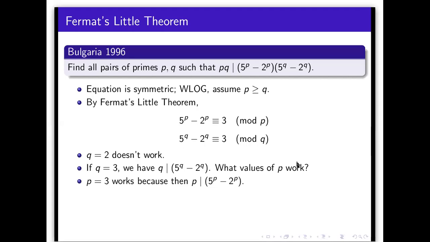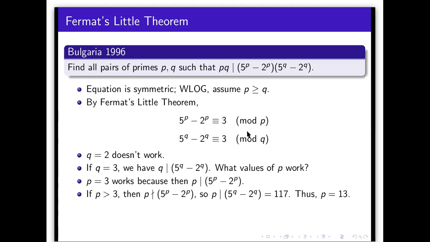Yep, so P equals 3 clearly works, for the same reason that Q equals 3 works. But yeah, so P equals 13 also works. And the reason you would see this is if you let P be greater than 3, then 5 to the P minus 2 to the P, we already said this was 3 mod P. So if P is greater than 3, P cannot divide 5 to the P minus 2 to the P. So that means since P has to divide this product, it has to divide 5 to the Q minus 2 to the Q. But we already said we're setting Q equals 3.